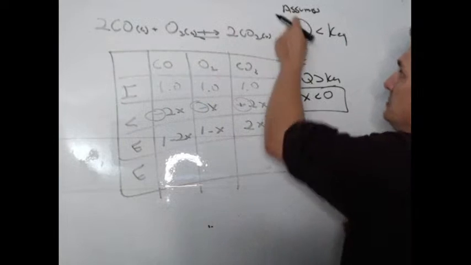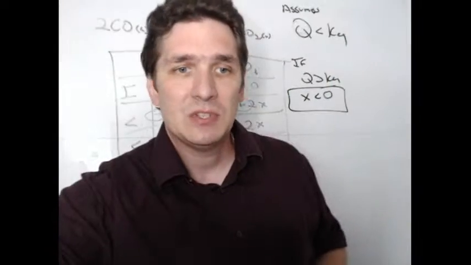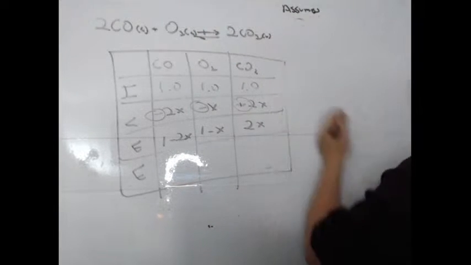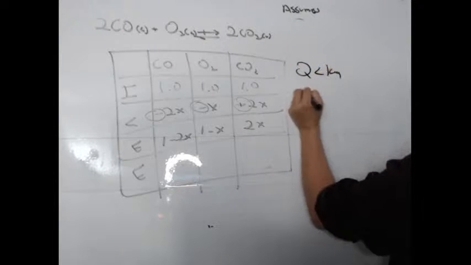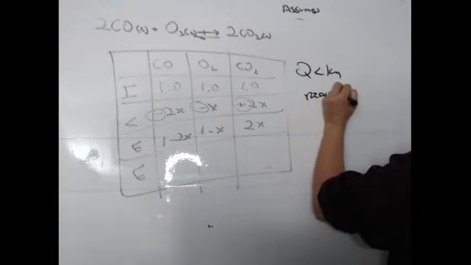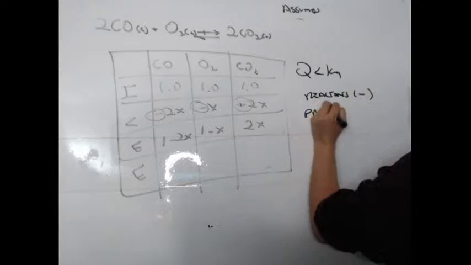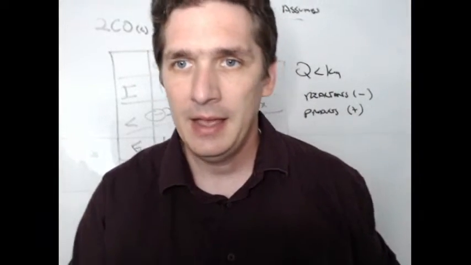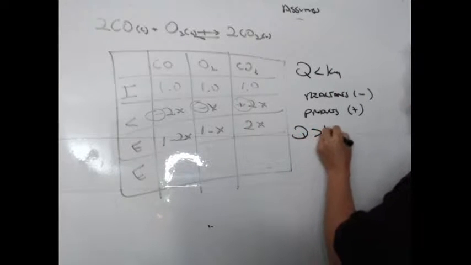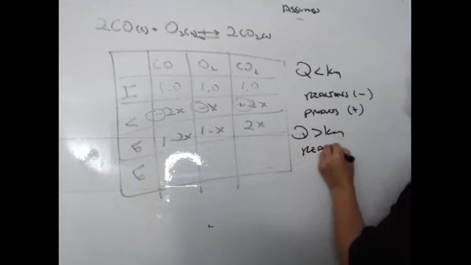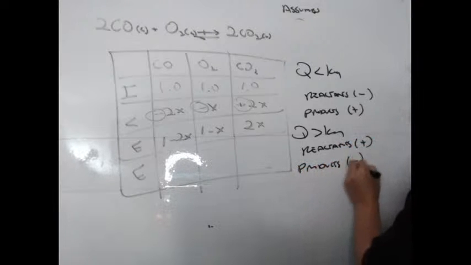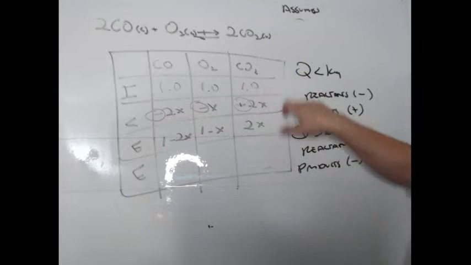Now, the other school of thought says that you need to figure out what Q is. So you take the starting concentrations here and you plug them into Q. And if Q is less than KEQ, reactants are negative and your products are positive. And if you get Q is greater than KEQ, you just flip it.